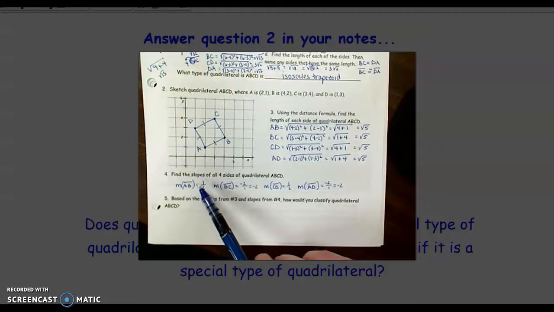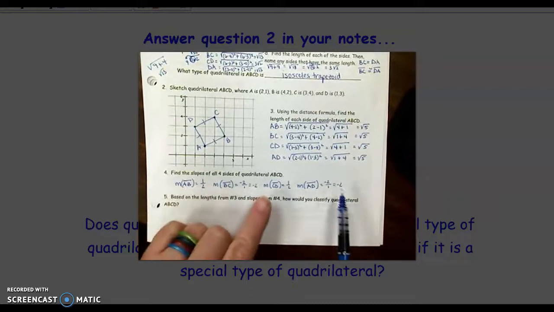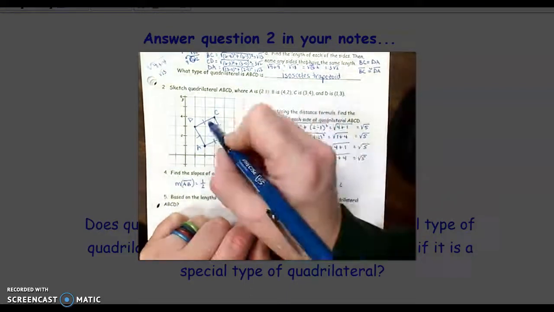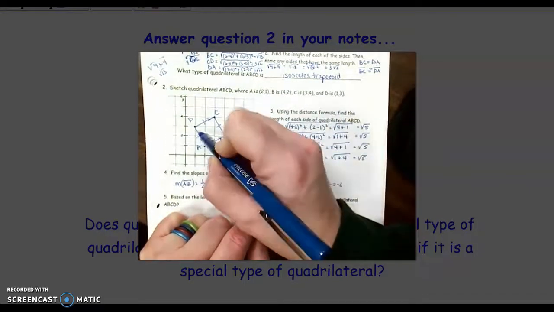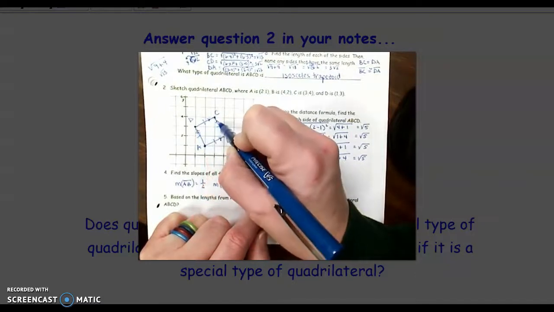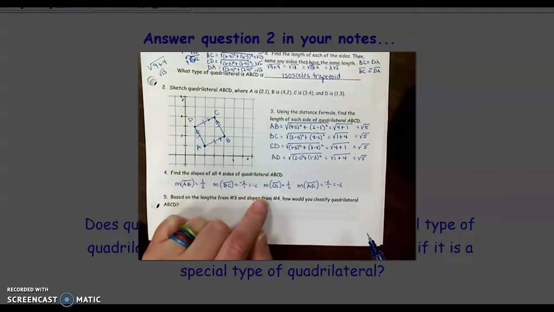Slope will tell you if you have parallel sides. It'll also tell you if you have perpendicular sides. Same slope means parallel. Opposite reciprocal slopes mean perpendicular. We can see we have 2 pairs of parallel sides. This side is parallel to this one, and this one is parallel to that one. That would make it a parallelogram. Still not enough information to say it's a square.